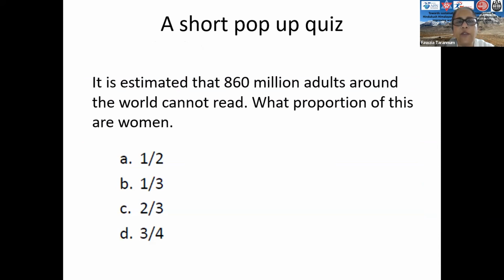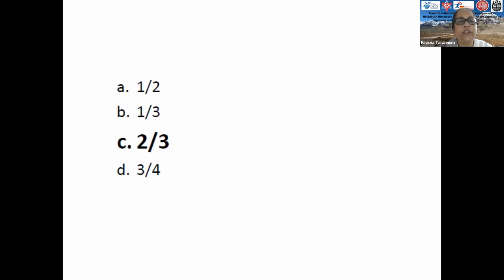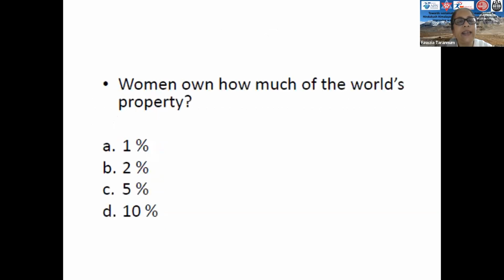Quick quiz for all of you, just to get an idea of how the difference manifests itself in different aspects. So for instance, if it's estimated that 860 million adults around the world cannot read, what proportion of this are women? Quickly, anything? Half. Okay, so it's two-thirds of these who are women. Okay, next question. Women own how much of the world's property?